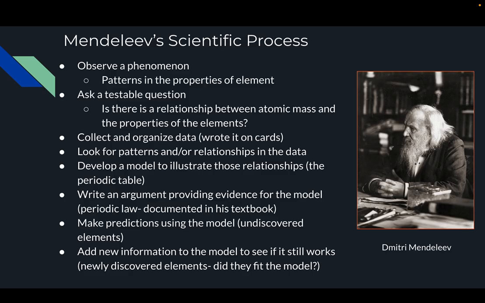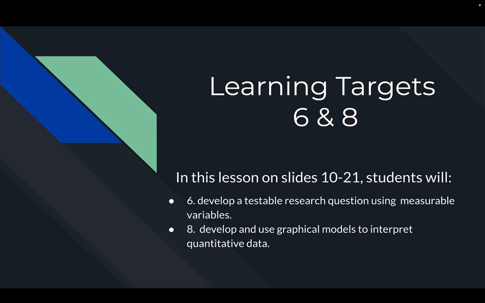So he actually went through the scientific process that you are about to go through. So in this particular lesson today, we are working on just 2 learning targets. We want you to be able to develop a testable research question using measurable variables by the end of this lesson, and develop and use graphical models, basically graphs, to interpret the data that you collect as a result of asking that research question. These are learning targets 6 and 8 for Unit 1.